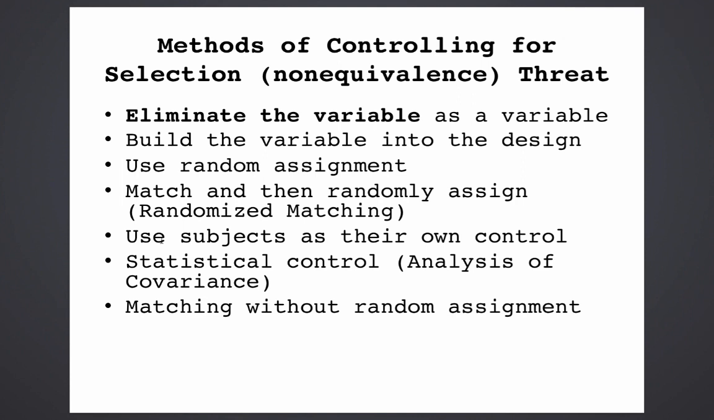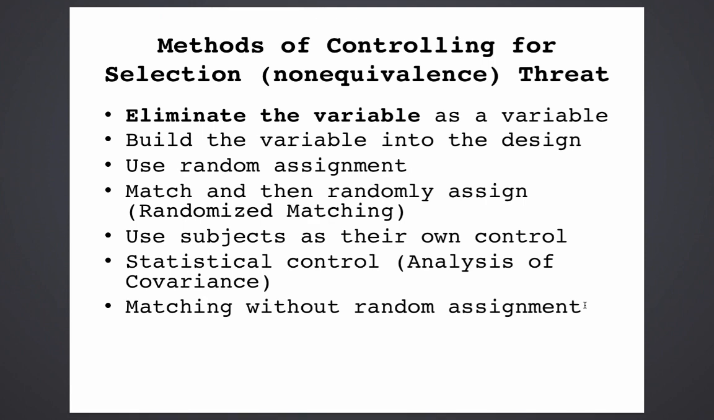So you can use subjects as their own control. This is essentially just using subjects as a baseline, measuring them prior to being exposed and then measuring them at follow-up. You can do some kind of post-statistical control, or something that's called analysis of covariance. This is where you employ statistical techniques to control for the variation that you can attribute to other variables. Or you can do matching without random assignment. This is the case where you don't necessarily have the ability to randomly assign, but you can maybe create groups based on some matching.